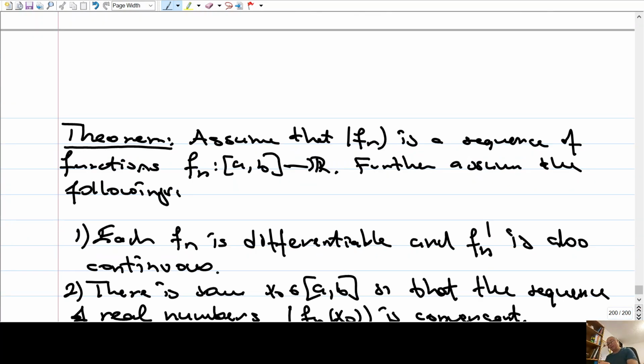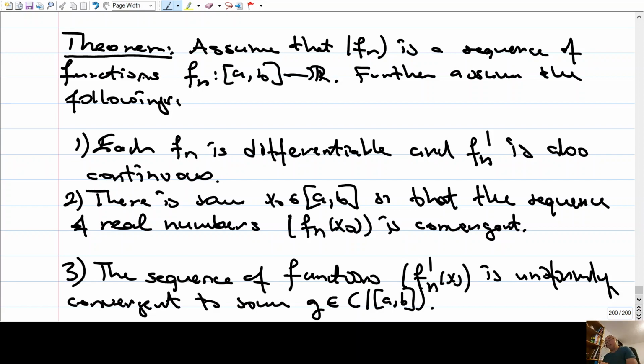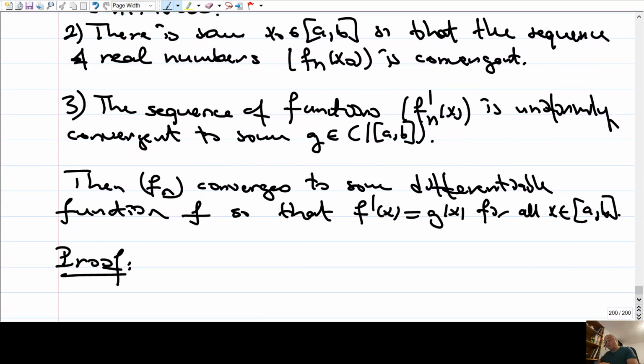So let me look at this theorem one more time. I have a sequence of functions. We assume each one is continuously differentiable, so they are differentiable and their derivatives are continuous. There is a single point x0. Of course, there might be more than a single point, but there is at least one such point, so that this sequence of real numbers is convergent. And we assume that the derivative functions are uniformly convergent to some function. Since these are all continuous by assumption, the limiting function is also continuous, of course. Then the conclusion is that the original sequence Fn converges uniformly to a differentiable function, and the derivative is just the limit of the derivatives.